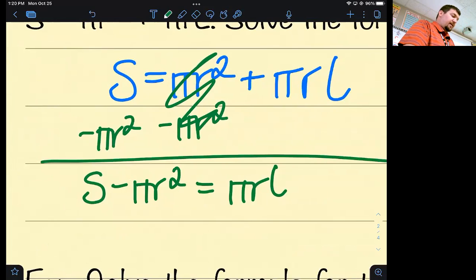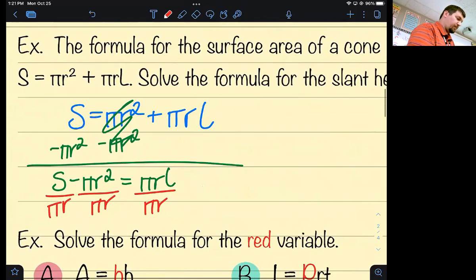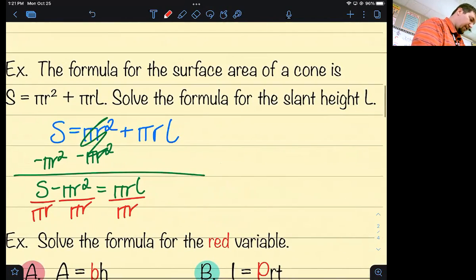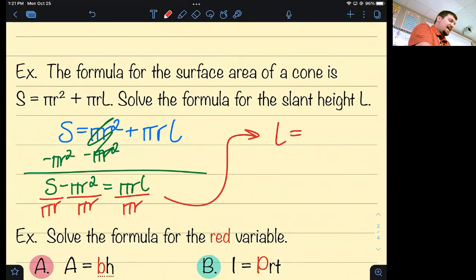Now to get L by itself, we have to remove what from this equation? Lizzie? The pi r. So we're going to divide by pi r on both sides. And we're going to divide every term by pi r. I'm going to do that up here. That's going to give me L equals. I could write S divided by pi r.